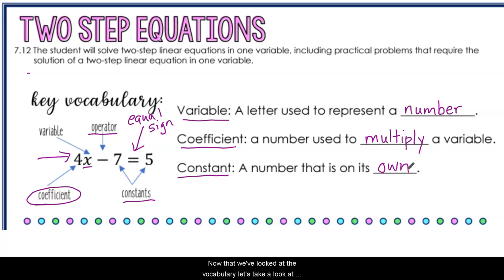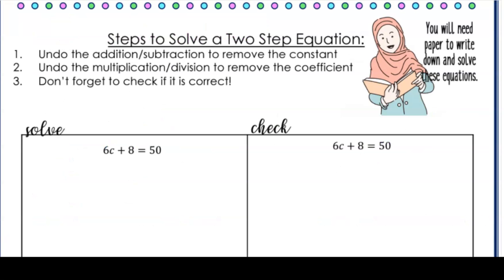Now that we've looked at the vocabulary, let's take a look at two equations and solve them together. So the steps for solving an equation: we're going to undo the addition or subtraction, and then we're going to undo the multiplication or division. Now when we have these basic equations, that is the order we're going to follow. But sometimes, in some other examples, we will undo the multiplication or division first, but it depends on how it's written. So let's take a look.